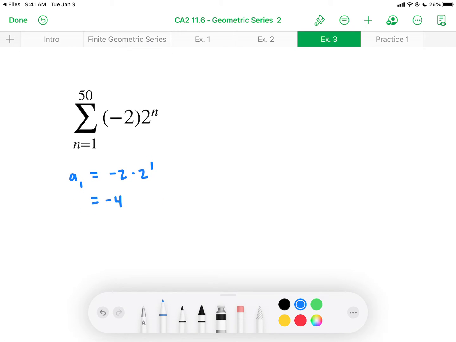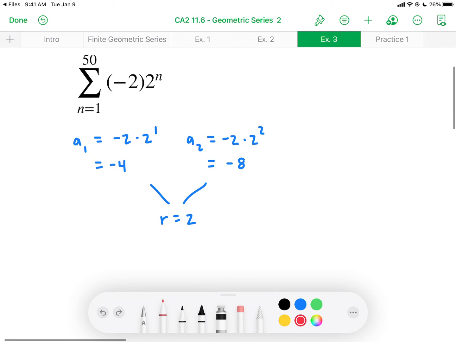Okay, now to reason out r, let's get a second term here. So if I did a sub 2, that would be negative 2 times 2 to the second power, which is negative 8. So here we can see that r equals 2. And really we should have been able to reason that out from the formula within the sum here. Whatever that number is that's being raised to the power, that's your r value, right? Okay, how many numbers are being added together? So n is 50 then, right?